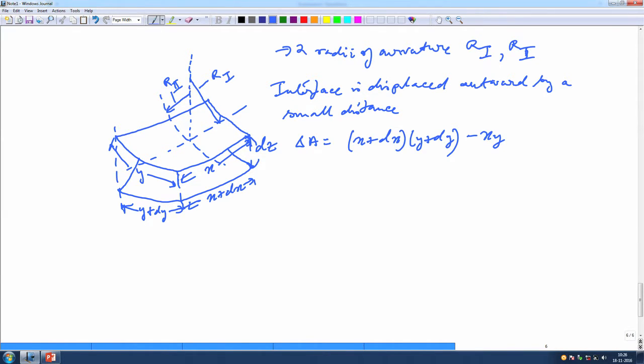So, if you subtract one from the other and if you recognize that quantities like dx times dy are basically 0, that is because it is a product of two very small quantities. Okay. So, that can be construed as 0. So, delta A is given by y dx plus x dy. Okay. This is what you will get. Got it? Okay.